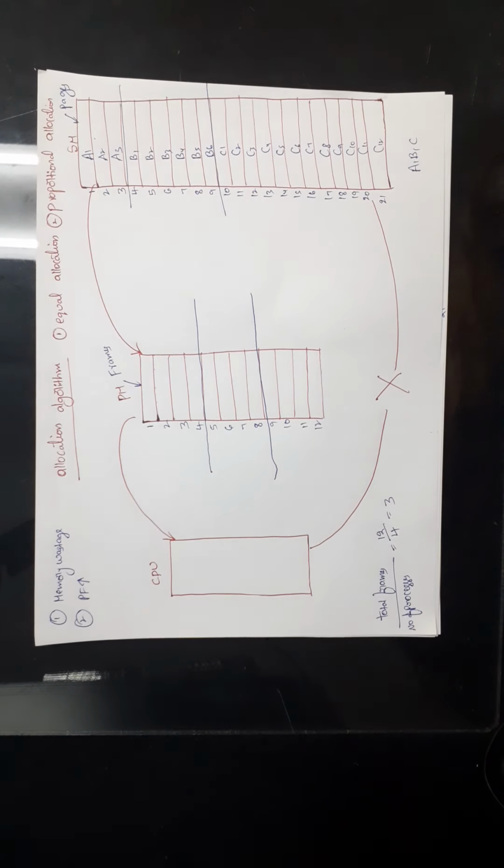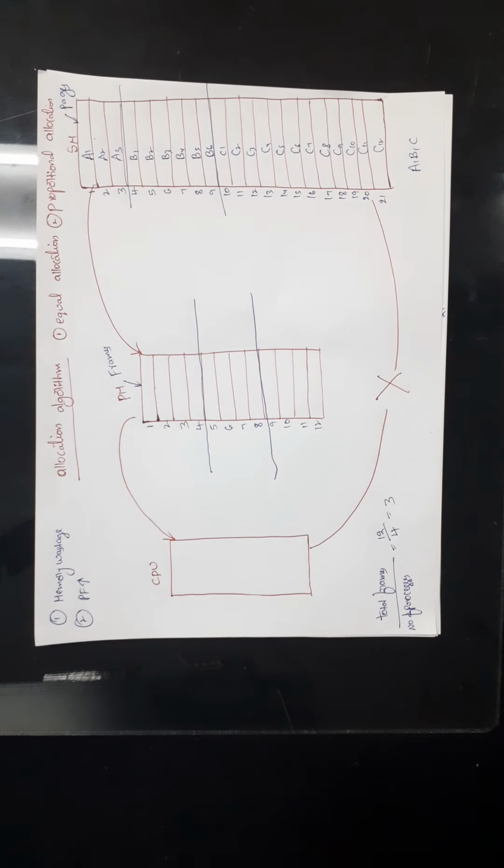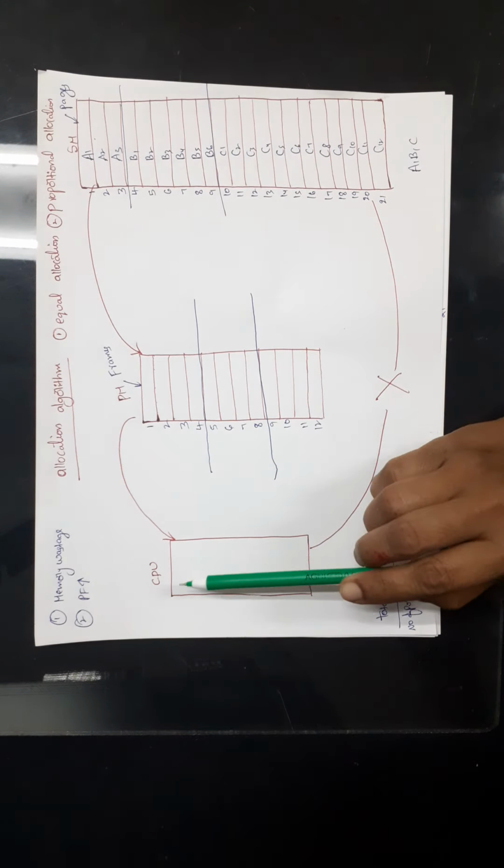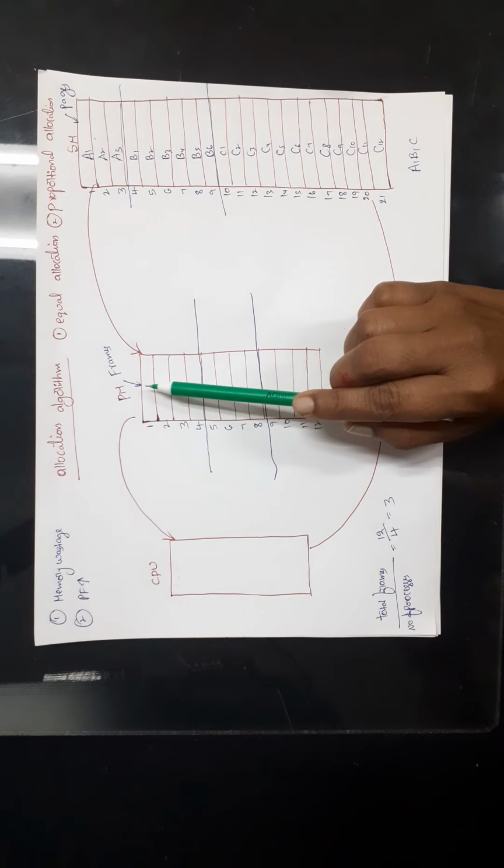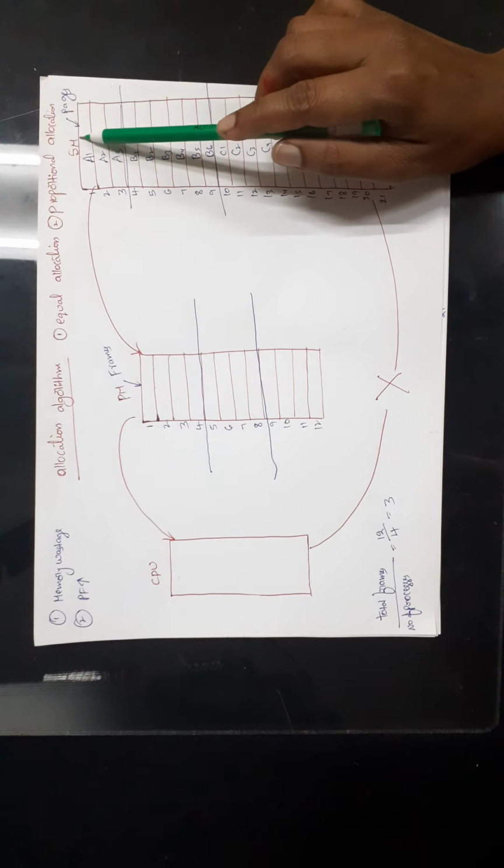In this video, I am going to explain about allocation algorithm. I'll explain allocation algorithm with the help of an example. Let us assume that this is the CPU, this is the primary memory and this is the secondary memory.